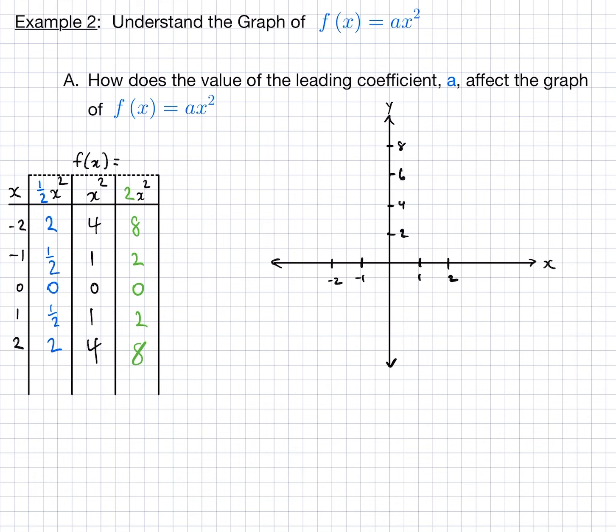So let's go ahead and plot those. I'm going to start plotting the blue first, and so that's going to be (-2, 2). That gives us a point here. (-1, 1/2), which is here. (0, 0), (1, 1/2), and then (2, 2). So that gives us a parabola that looks something like this.